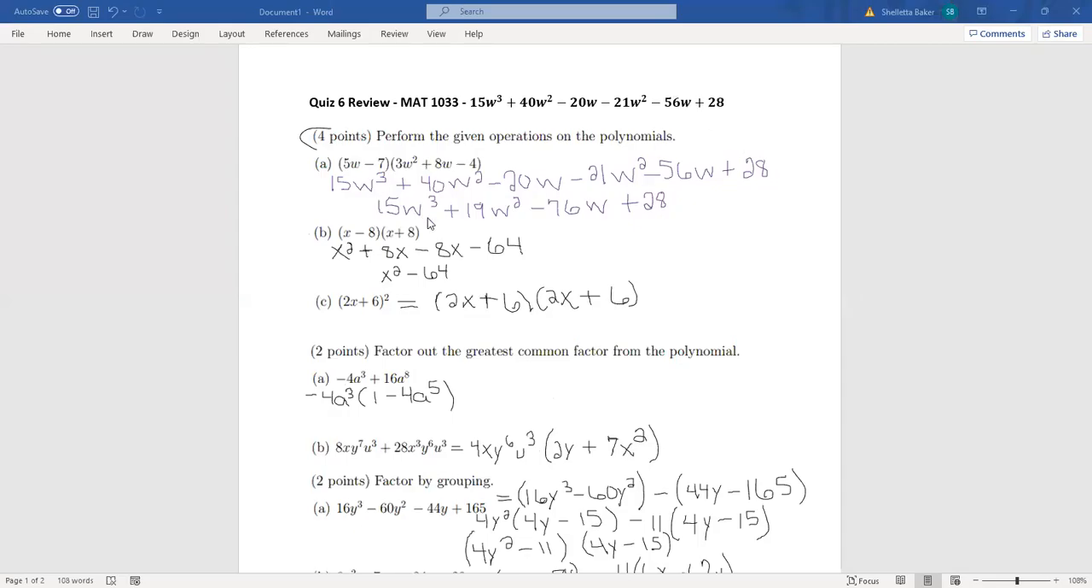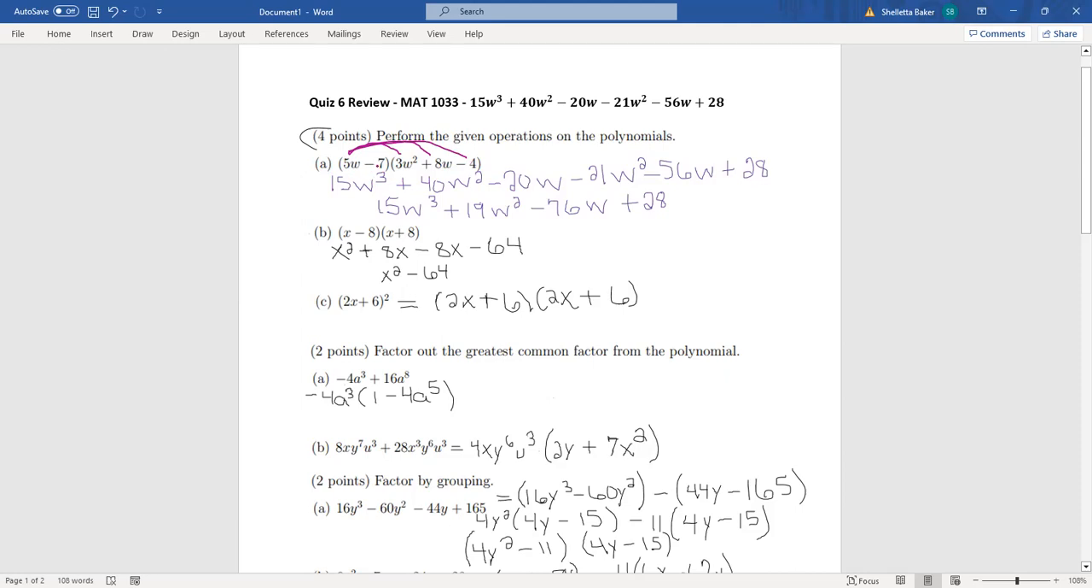All right, guys, this is your quiz 6 review. We are starting with our first problem, 5w minus 7 times 3w squared plus 8w minus 4. And we have to distribute here that 5w times 3w squared. This gives us 15w cubed. And now 5w times 8w gives us 40w squared. And 5w times minus 4 gives us negative 20w.